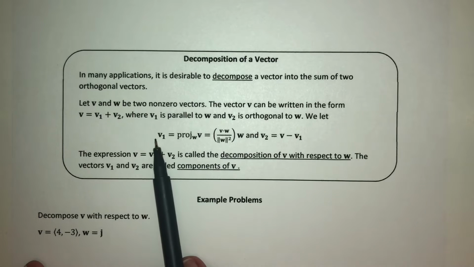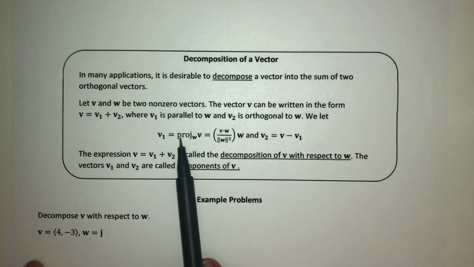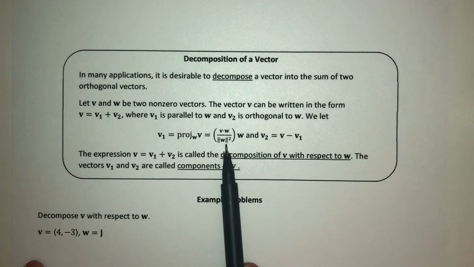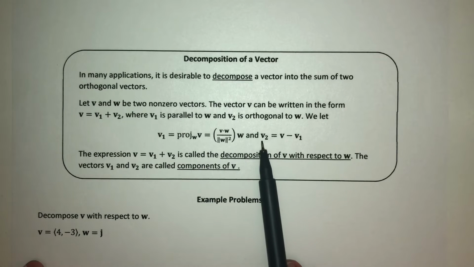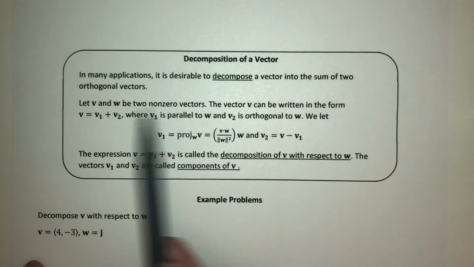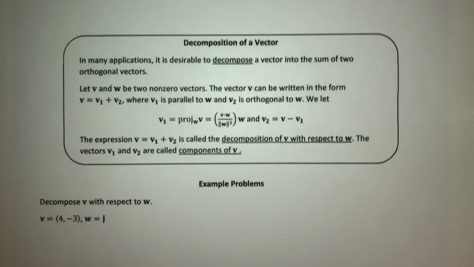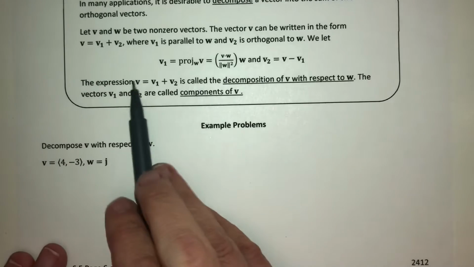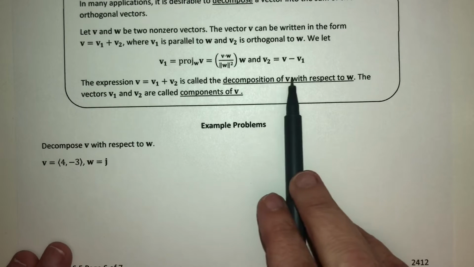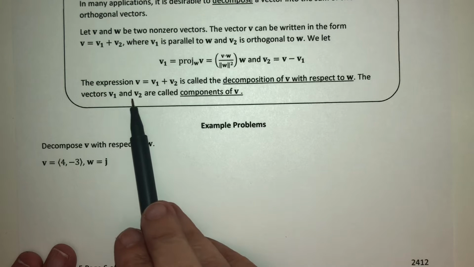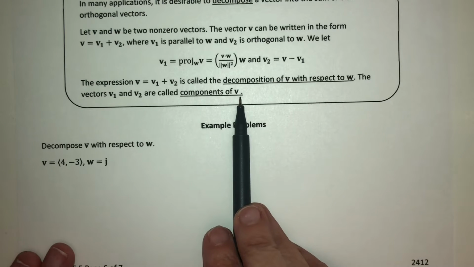We let V1 be equal to the projection of V onto W, which we've already talked about how to do. And then we find the second part, the V2, by subtracting them. Okay? This is called the decomposition of V with respect to W, and V1 and V2 are called the components of V.